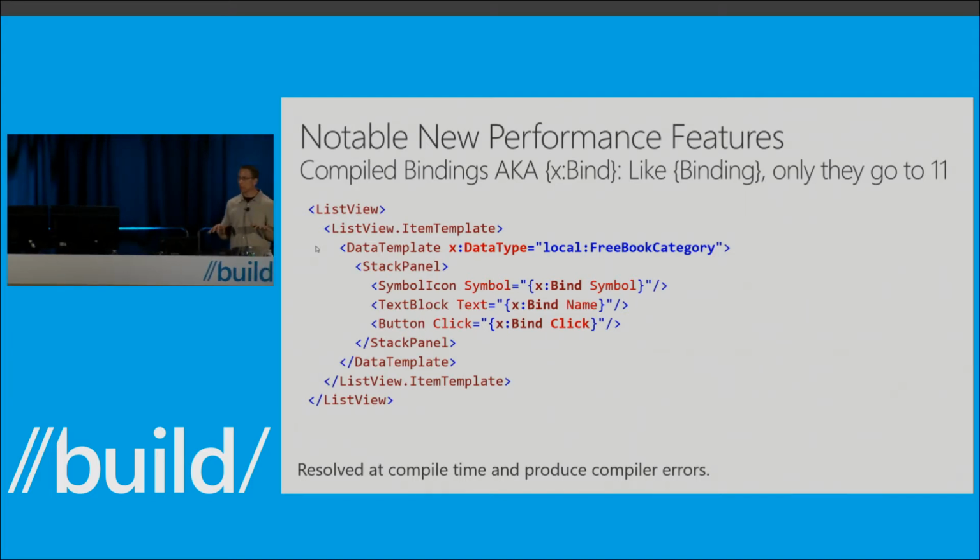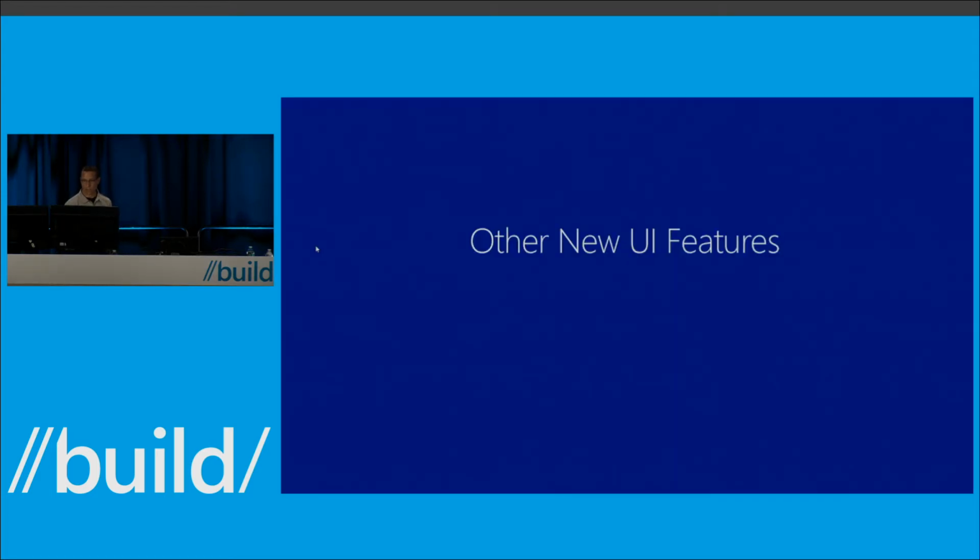We actually generate it in the form of a CS file, so you can single step through your bindings now. The code that we used to do reflection that was hidden in the framework, you can step through now to see what's going on with your binding. So super powerful. Love the feature.